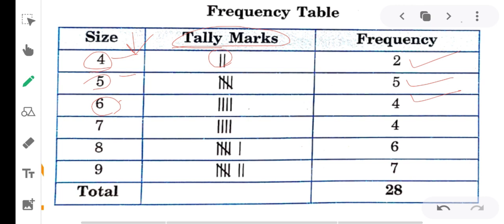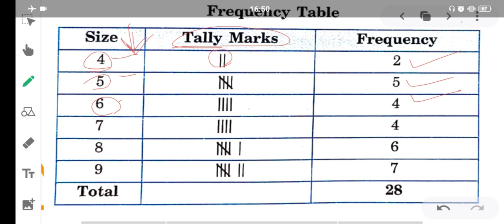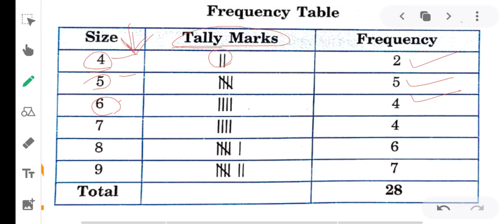In this column, write down the size of the shoe. Then in the second column, write down tally marks. Then in the third column, write down frequency. At last, write down the sum of the frequencies, that is 28. Clear? Okay, next.